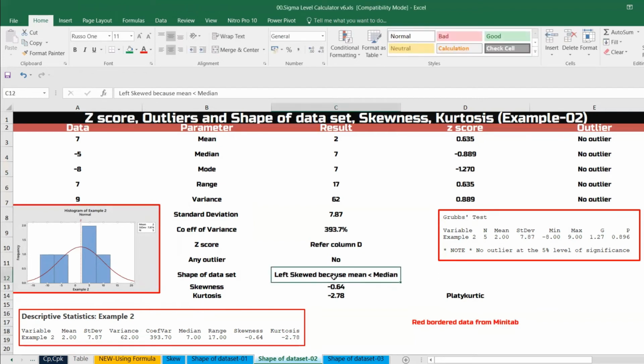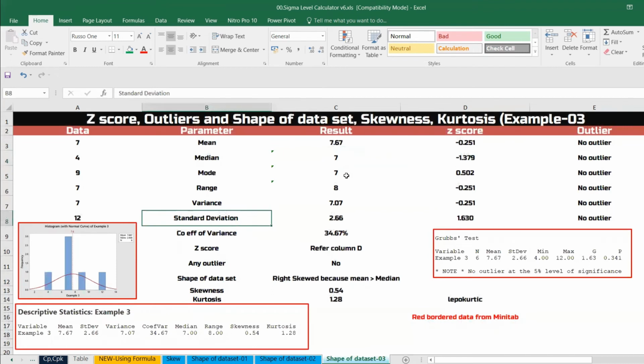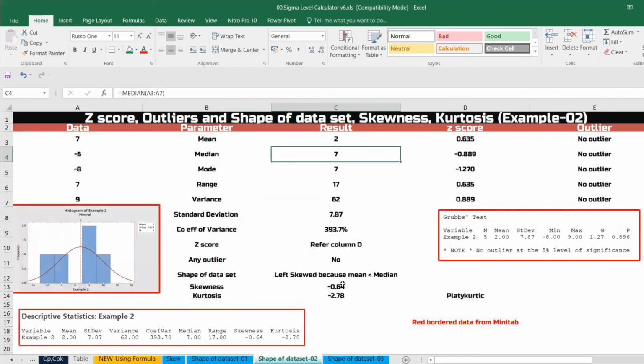Either you can say that if any chart is left skewed, the mean and median will be different, and in this case the mean is smaller than the median. That means it is left skewed. Similarly, on the other side, if the mean is greater than the median, in this case the mean is 7.67 and the median is 7, then we can say it is positive skewed, or right side skewed. So in this case we can conclude that it is left side. That is one way to find it.